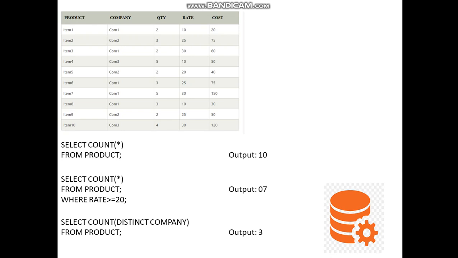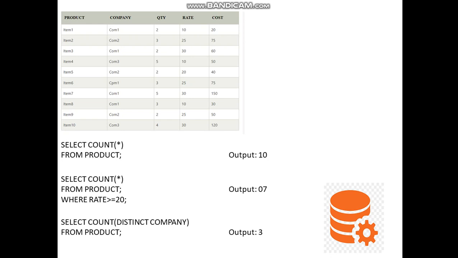For example, see, suppose I want to find out how many total records are there in my product table. So I'll write select count star from product. Okay, so it will give me that total 10 items are there. Next, if I want to find out how many items are there whose rate is greater than 20. Okay, now it is going to be a little bit difficult, correct? So we are going to write the query as select count star from product where rate is greater than equals to 20. So only 7 records are there, correct?